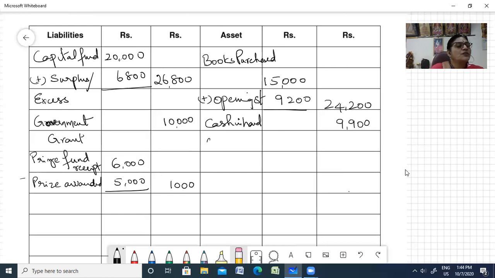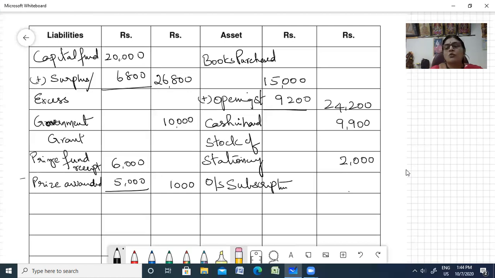Then stock of stationeries, that is a closing stock. What is the stock of stationeries? 2,000. Then outstanding subscription. The outstanding subscription was 1,700. I think we have entered almost everything. So let us see whether our balance sheet tallies. If the asset side is equal to the liability side, then your problem is right.